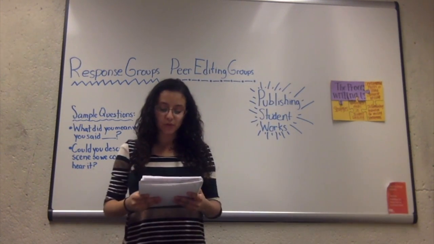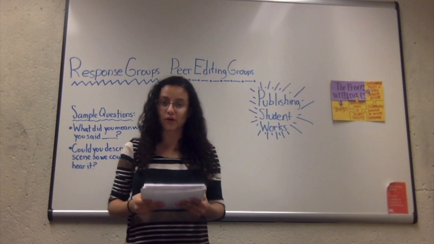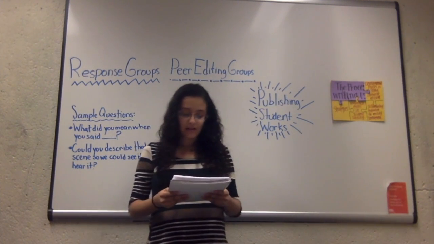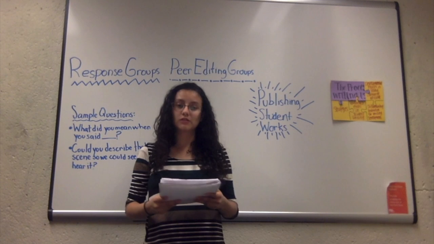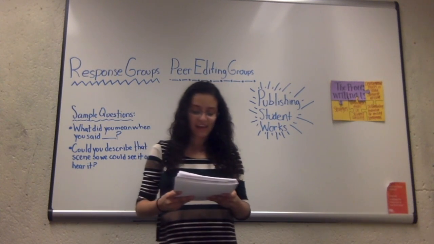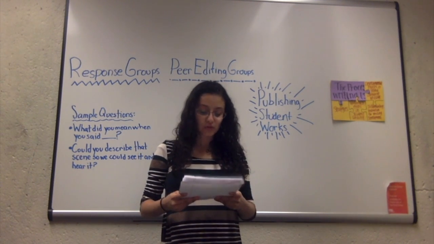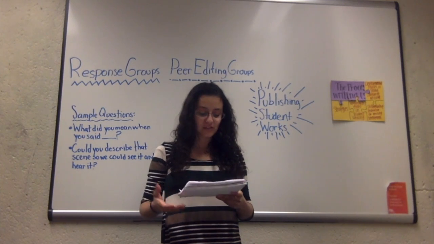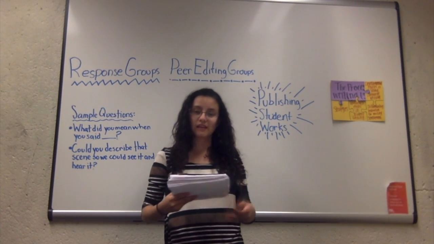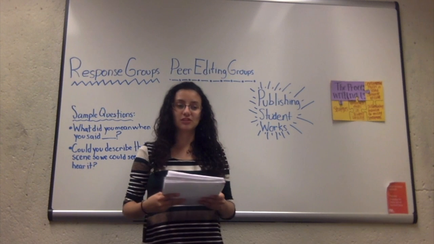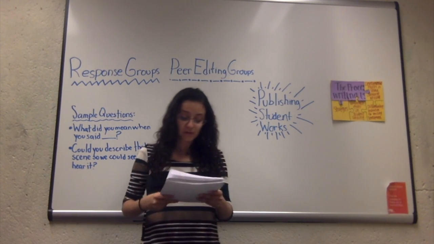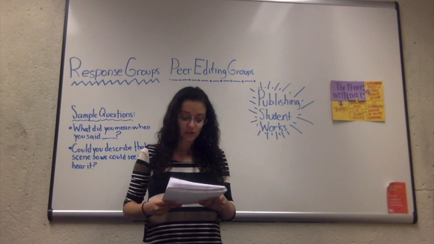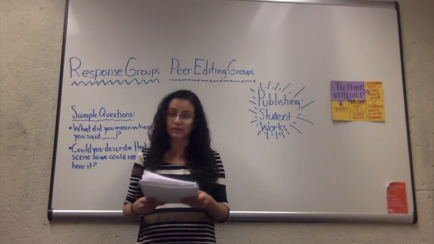A response group allows the writer to have an encouraging audience. In this audience, there will be 3 to 5 students. Also, in this group, students will focus on the expression of ideas, not mechanics, and this was said in Chapter 8. Before the students are placed into groups, as teachers, we should model the responding process.